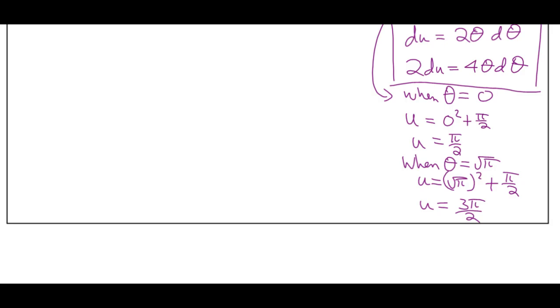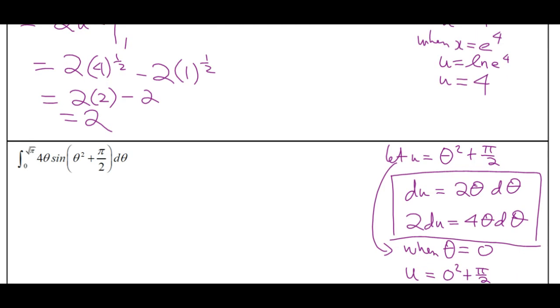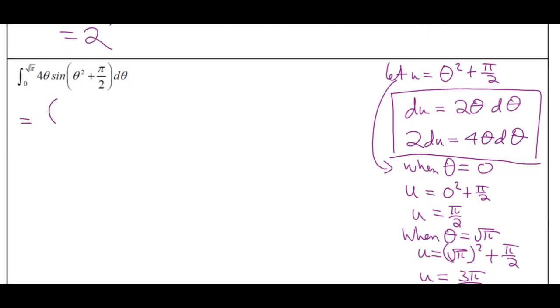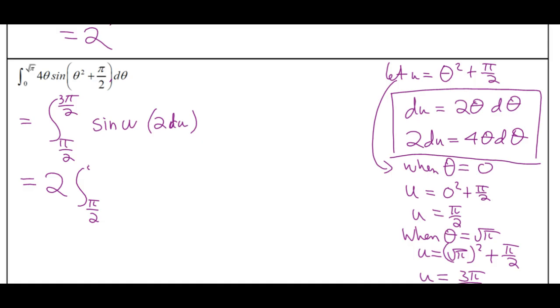Okay, so we're working on a definite integral. It's got bounds. We're using u substitution. We let u equal and so on. And then we work out our new bounds of integration, right? Because now we're going to do everything in terms of u. So this is equal to the integral from pi over 2 to 3 pi over 2 of sine u times 2 du. Okay, so there's sine, this is u. 4 theta d theta, that's 2 du. So the 2 we can kick out front. Pi over 2 to 3 pi over 2 sine u du.